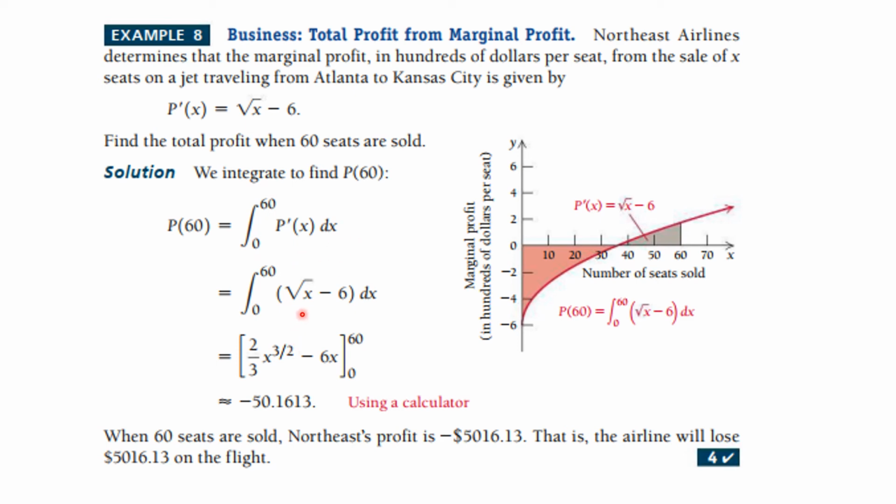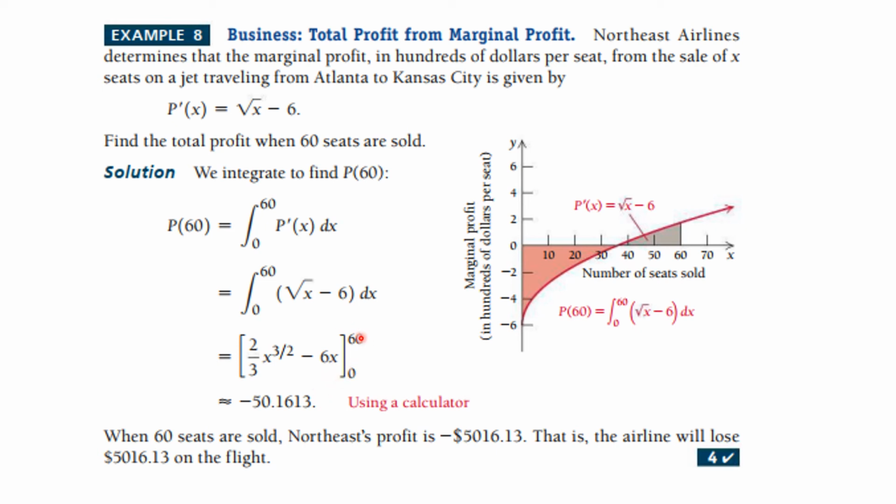So this is the square root of x minus 6 with respect to x, and now this is x to the 1/2. So we add 1 to the exponent, getting 3/2, dividing by the new exponent, which is 3/2. But when you divide by 3/2, you're multiplying by 2/3, minus, we know that the antiderivative of 6 is 6x.